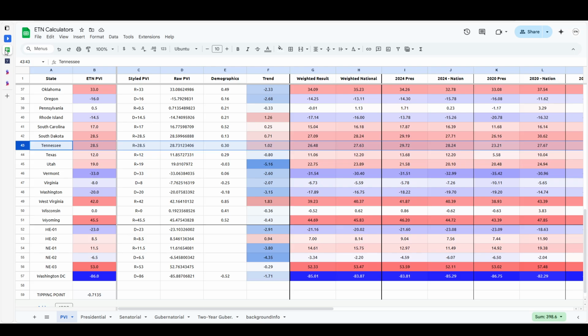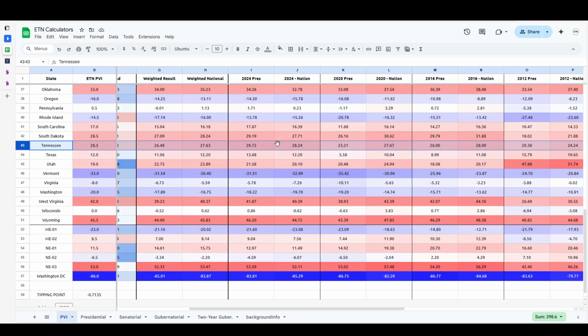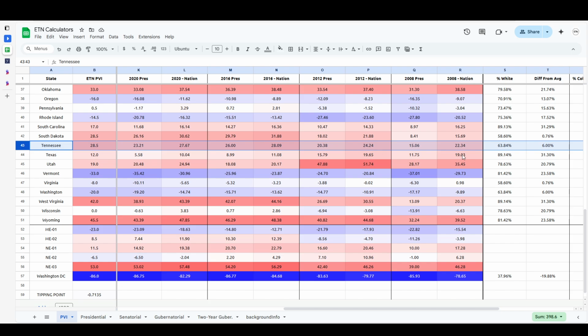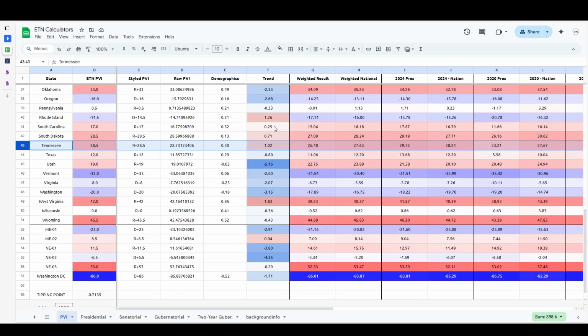Again, it was a state that actually moved towards the right in comparison to the nation from 2020 to 2024. It actually moved a bit to the left from 2016 to 2020. So it kind of did that backwards, but it only voted for McCain by 15 in 2008, it has been moving hard to the right, 1 point to the right. There, the demographics are favorable for the Republicans.